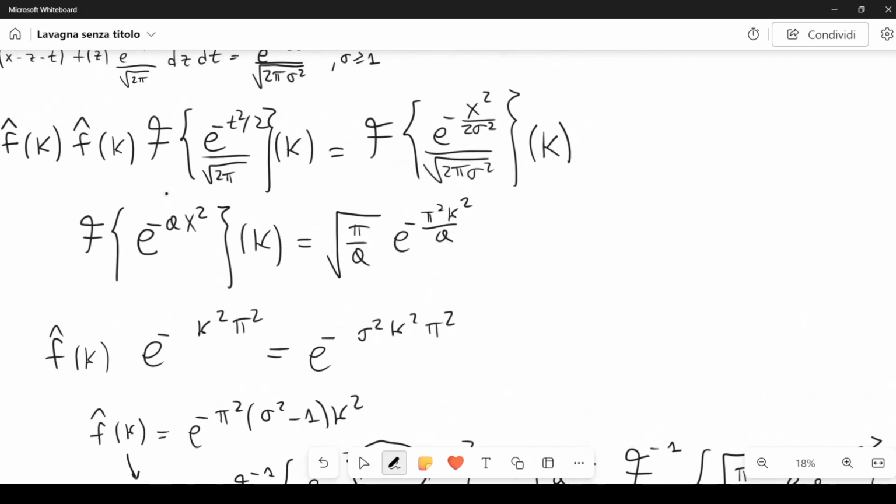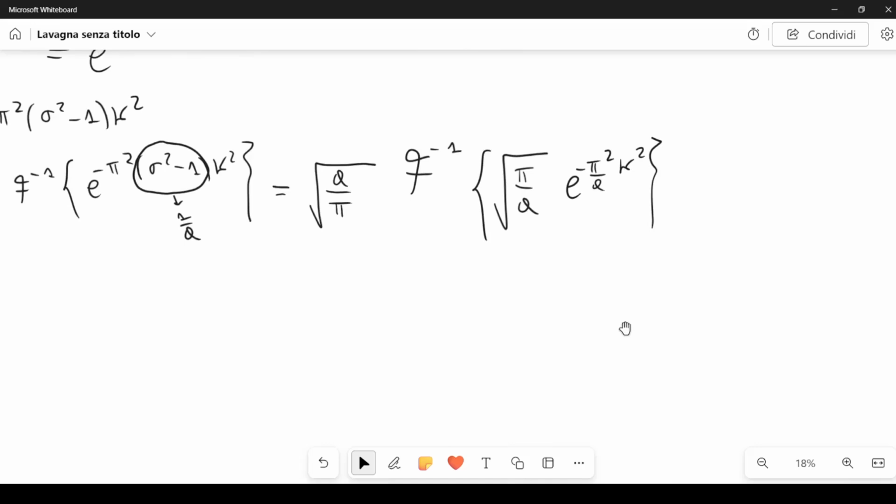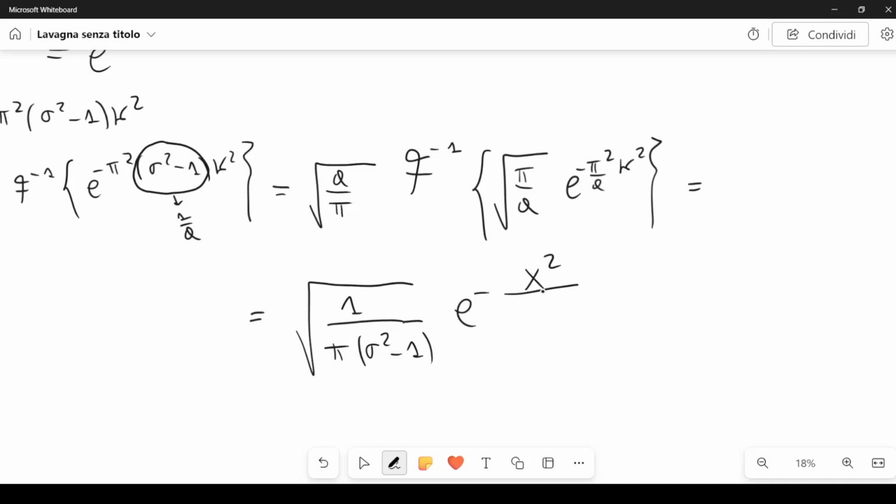So the inverse would be exactly this function here, e to the minus a x squared, where a is equal to the inverse of this. So all in all, what I get is the square root of 1 over pi times sigma squared minus 1, e to the minus x squared divided by sigma squared minus 1. And this is another Gaussian probability density.